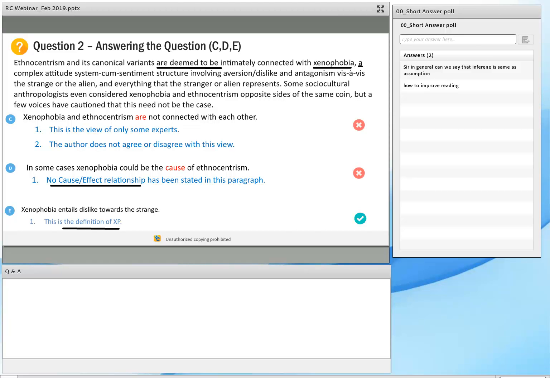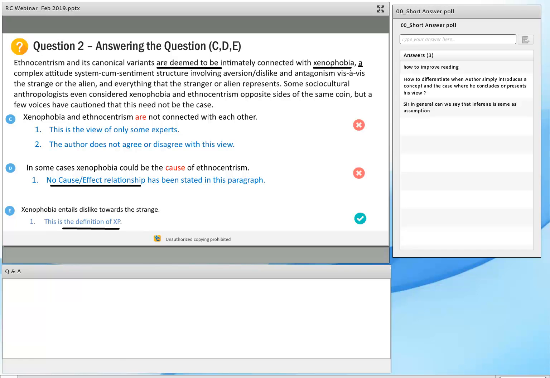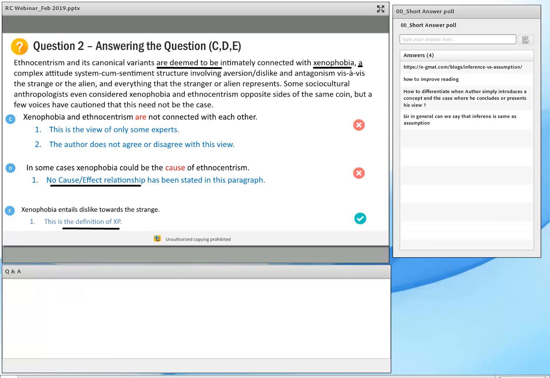In fact, I think I wrote an article on inference versus assumption sometime back. So here is the article on inference versus assumption that you guys can read. It should come in response to Shrey's question in the Q&A pod.